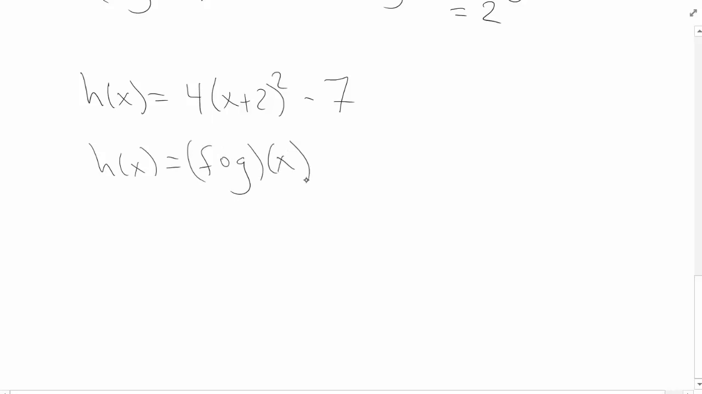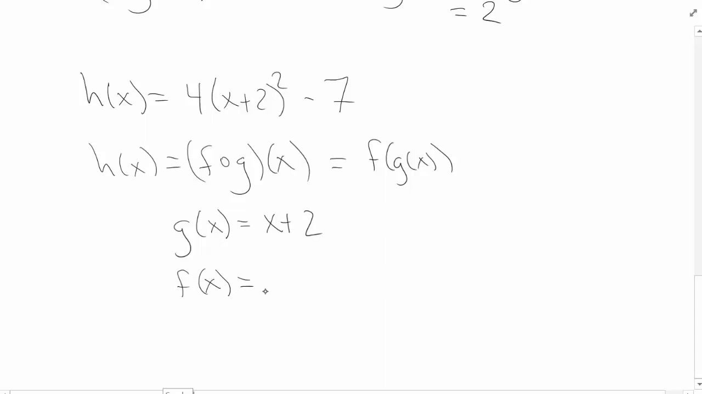Well, you could do this a couple different ways, but essentially the idea is g is the inside, f is the outside. So to me, it kind of looks like maybe the inside is x plus 2. If that's what I'm going to pick, well, then f better take care of everything else that I have to do. So I'm essentially going to square it, I'm going to multiply by 4, and I'm going to subtract 7.